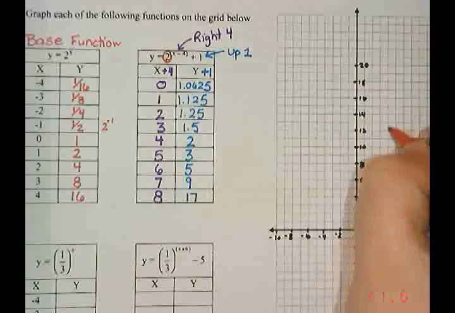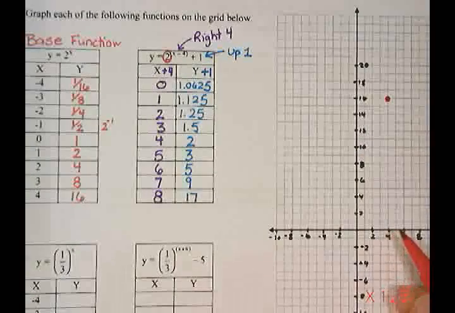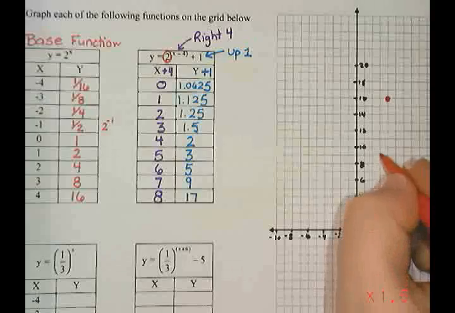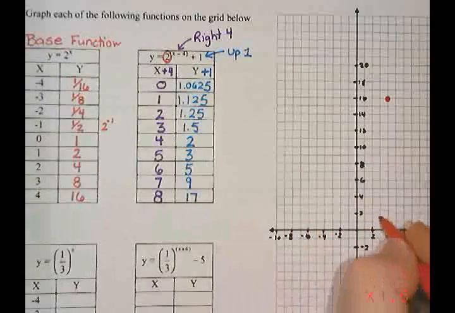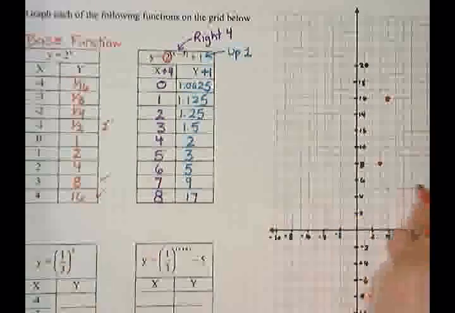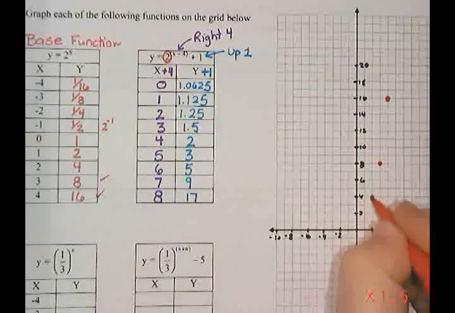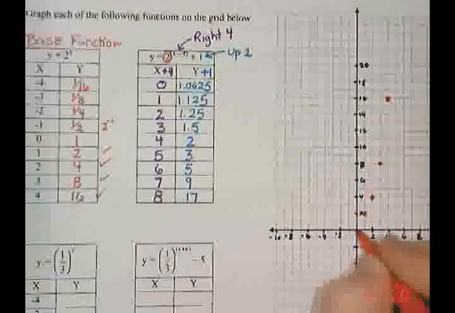So 4 and 16. And then 3 and 8. Oh, nope, sorry. 3 and 8. Helps if I check them off as I go. 2 and 4. 1 and 2. 0 and 1.